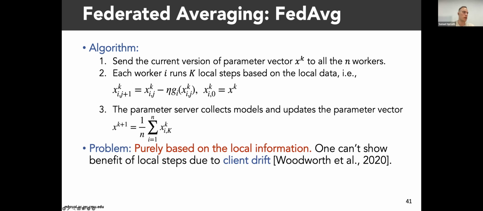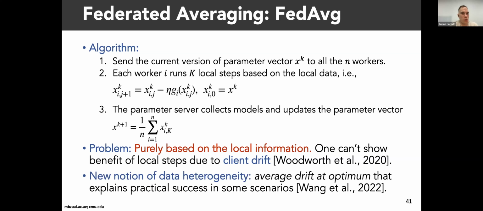What is the problem with this one is that essentially in the worst case, because this is purely based on the local information, one actually cannot show in theory the benefits of local steps due to something called client drift. And therefore, you can say that if you go for the worst case analysis, then taking one local step is optimal, and the local steps are going to hurt you.